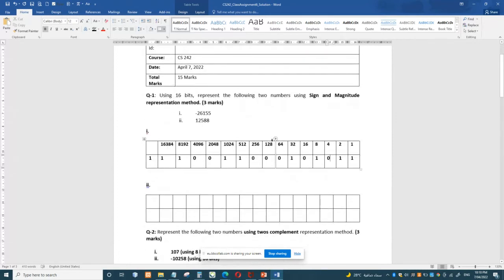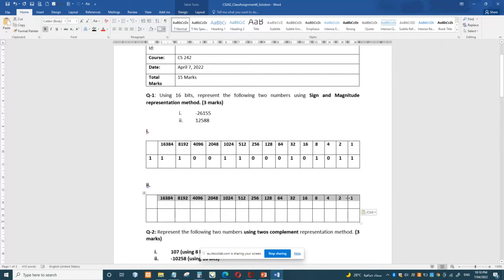In the same way, we are going to solve the other problem, that is 12,588, but that's a positive number, not a negative number. In that case, again, we can put the same positional values. You can see that I'm copying and pasting the positional values. Once the positional values are there, is it all right? Can I go to the next one? Yes, clear. Okay, thank you.